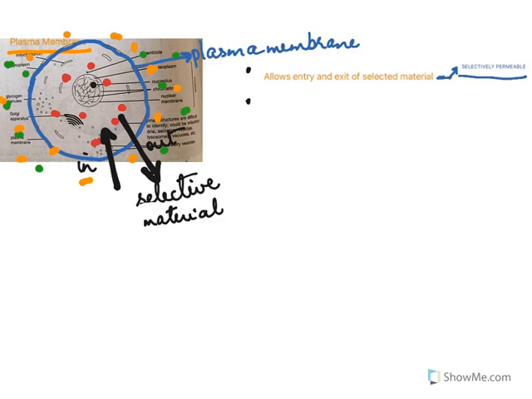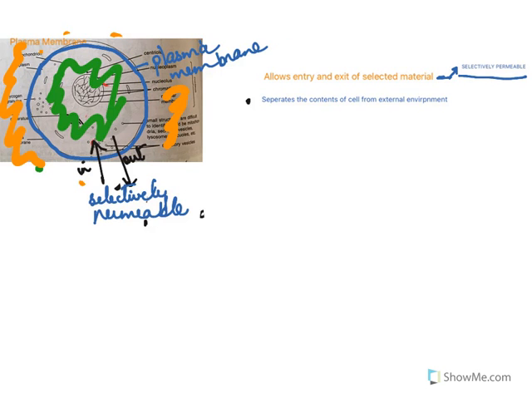The other function is that it separates the contents of the cell from the external environment. So two functions: it allows the entry and exit of selected material, and it separates the contents of the cell from the external environment. So remember, the plasma membrane is the outer covering of the cell.